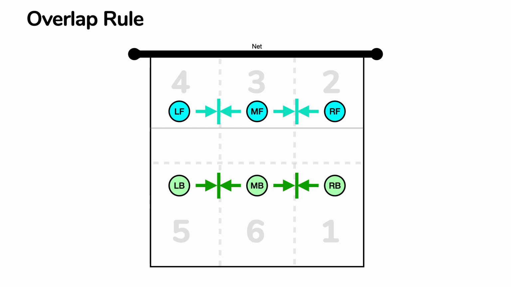You also can't cross over the player next to you. So the player in 4 can't be to the right of the player in zone 3. And the player in zone 2 can't be to the left of the player in zone 3, and so on. Same goes for the back row.